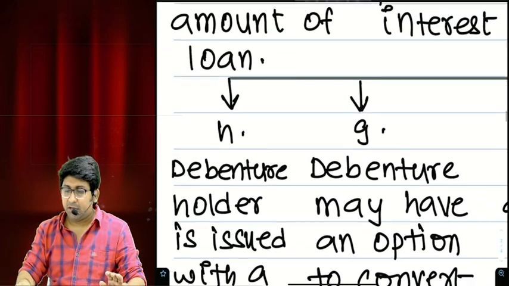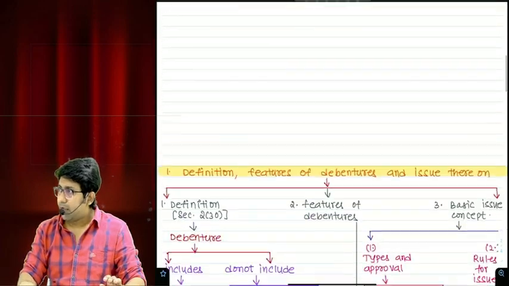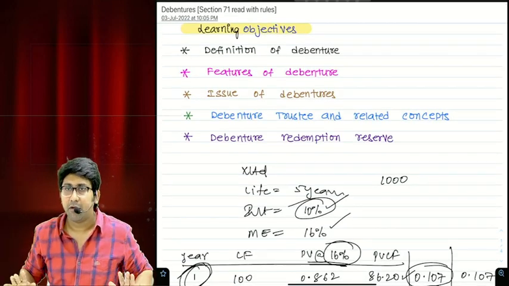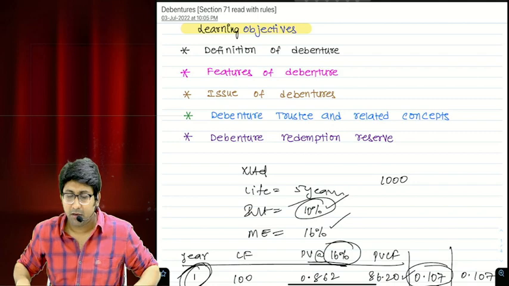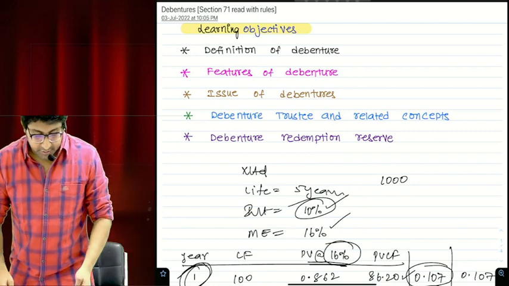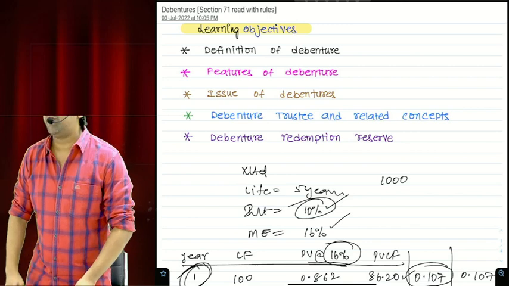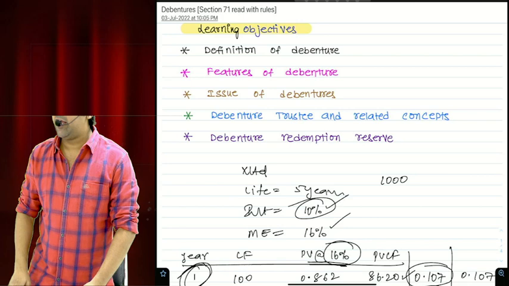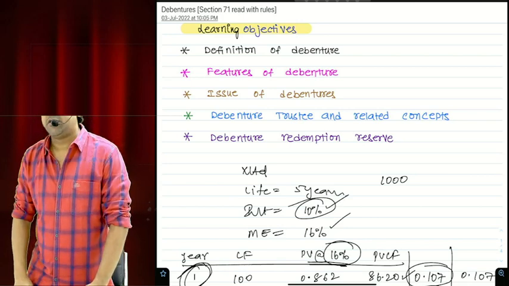If you observe the learning objectives you have written, the first 3 learning objectives we have completed now. What are the first 3? Definition, second features, and third issue of debentures. 3 things are over. In the next session, debenture trustee and debenture redemption reserve. Once we complete that, the chapter will be over.